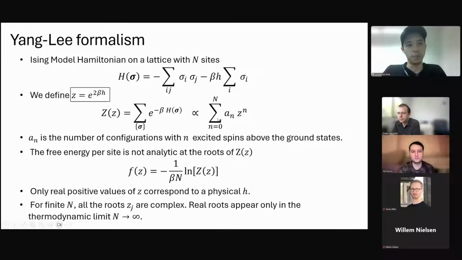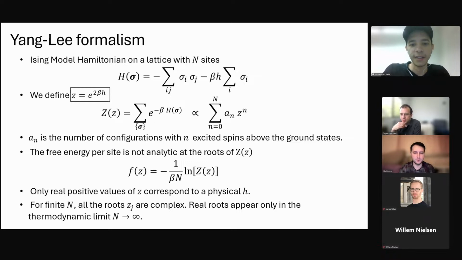Basically, the summary of what they did is: let's consider this partition function as a polynomial in this variable z. Then, to study phase transitions, it is enough to see where the roots of this polynomial are. If the roots touch the positive real axis, then there is a phase transition. If they don't touch, then there is no phase transition. That's a very simple way of putting it, but a correct one.